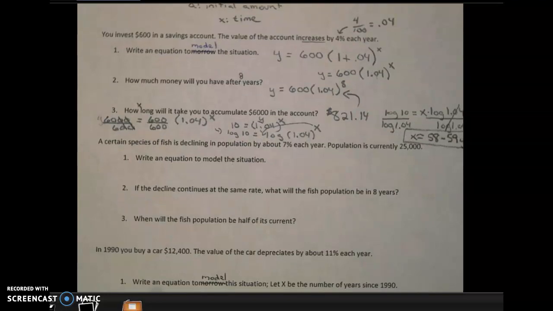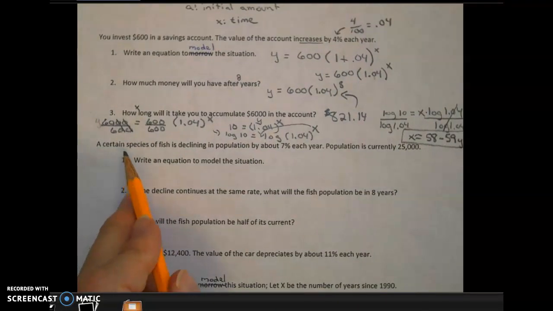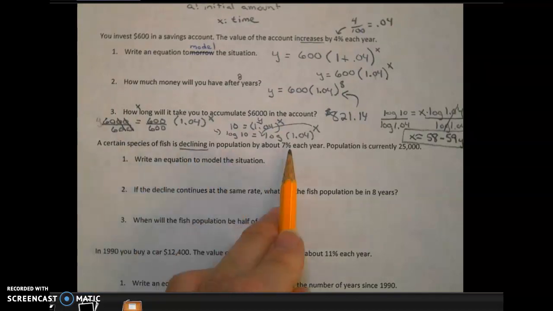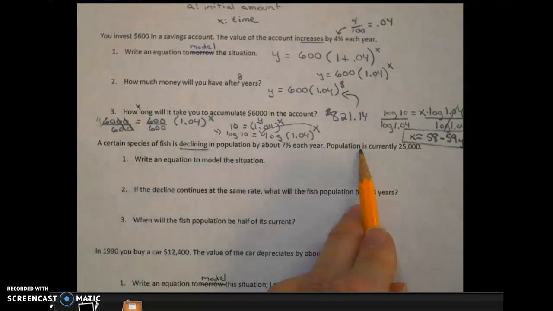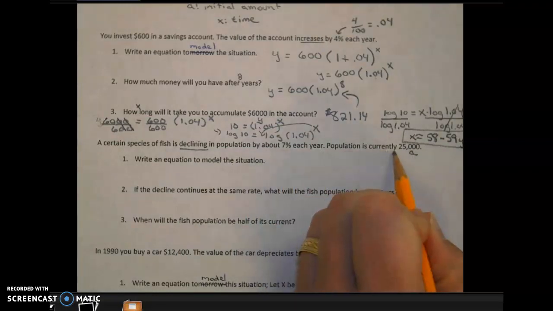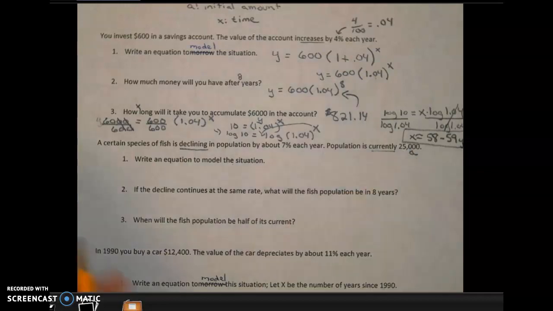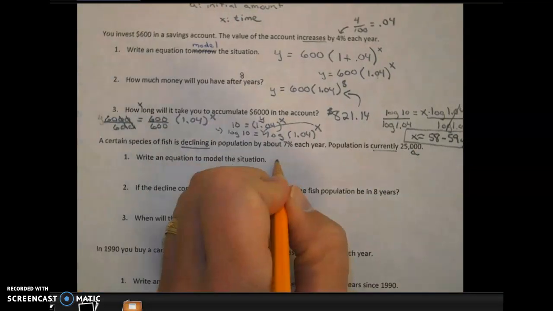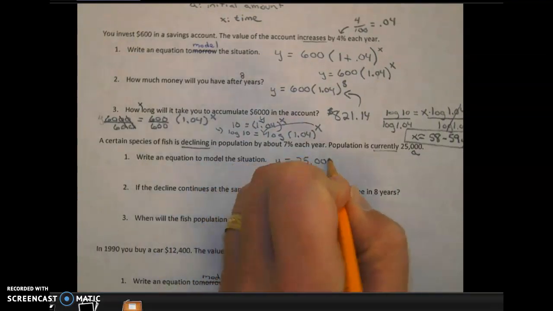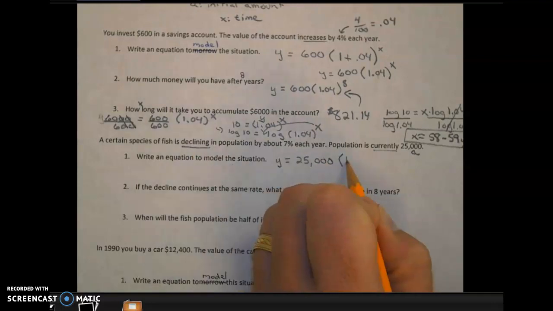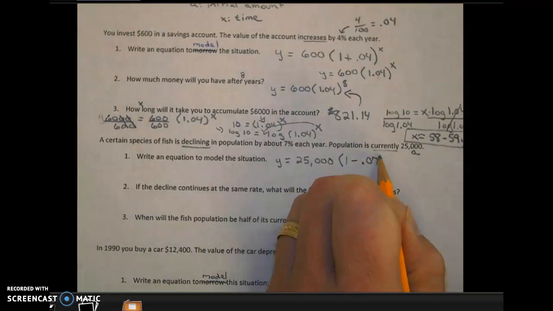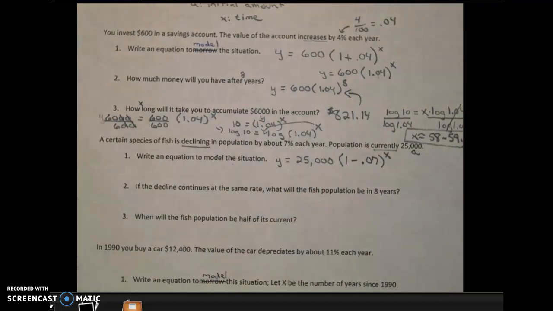Okay, let's move along. Here we have a species of fish that's declining in population by 7% each year. Population is currently 25,000. That's the initial amount. Write an equation. It's declining, so we're going to subtract because we want to decay. And there's your model.